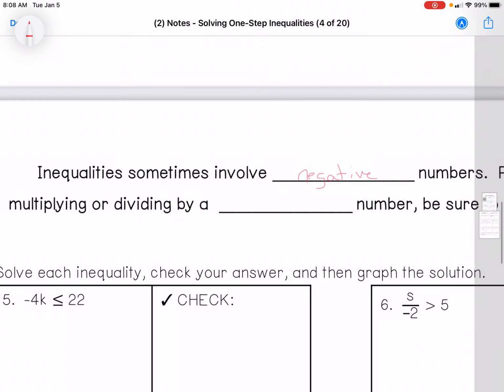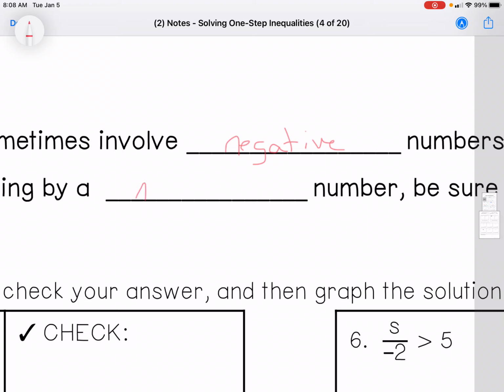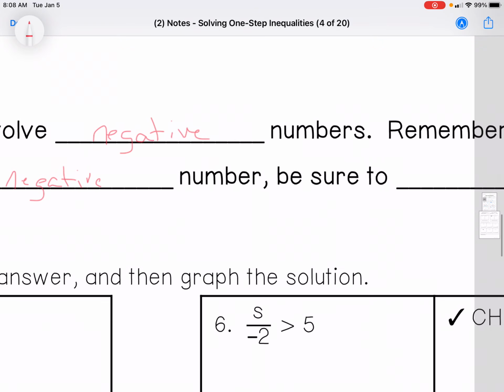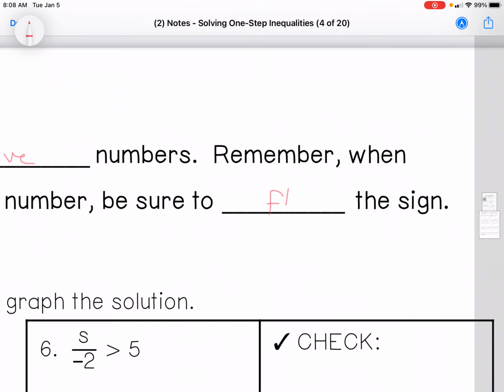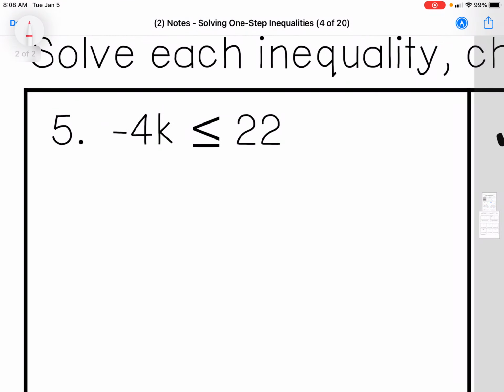Remember, when multiplying or dividing by a negative, only when you go across the sign, by the way, I'll show you in a second, be sure to flip the sign. All right. So we have to divide right here on number 5 by a -4. Okay? We have to do it to both sides.